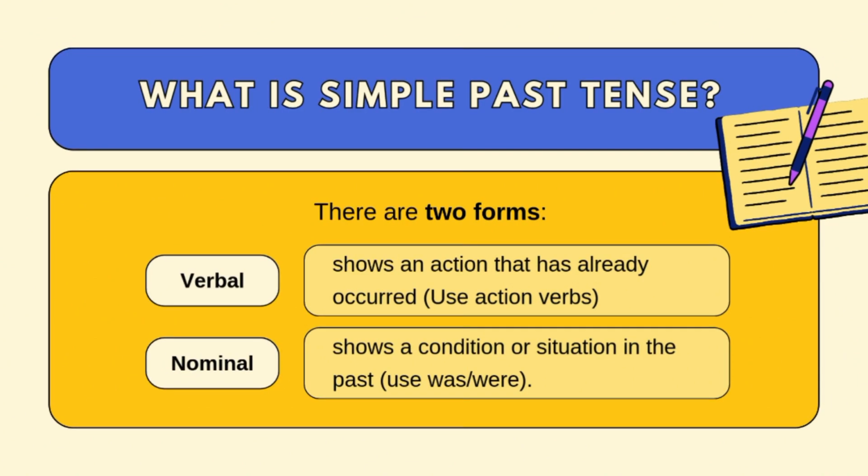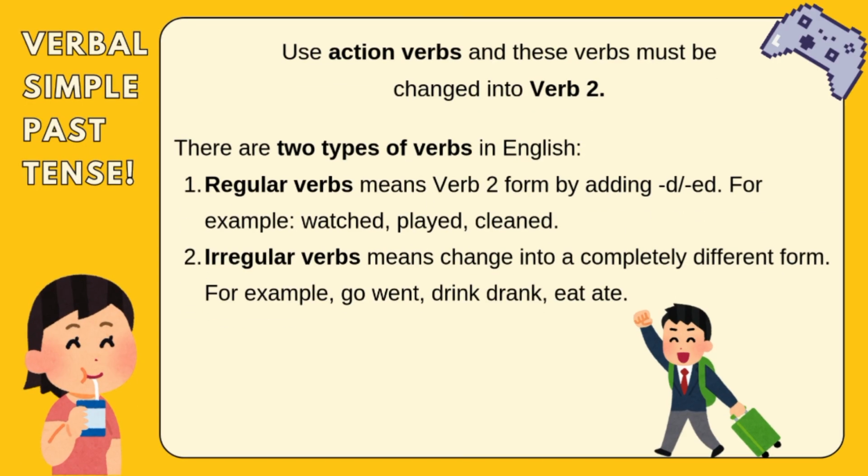Then, we use the simple past tense in different forms. The first one is verbal sentences and the second one is nominal sentences. Verbal sentences are used to indicate actions that have already happened in the past, so the sentence uses an action verb. While nominal sentences are sentences without an action verb that are used to indicate a condition, situation, or a state in the past. Well, I will explain both clearly.